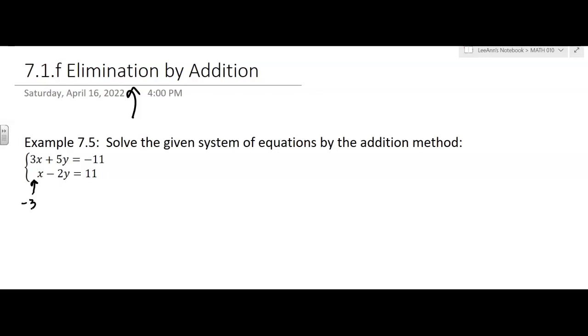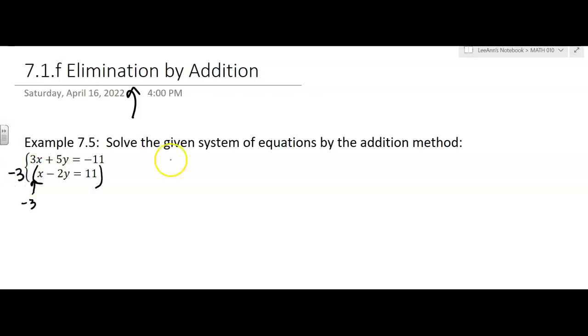That's our goal. Well, we can have a negative 3 there. We're allowed to multiply by whatever we want as long as we do it to both sides and as long as it's not 0. Okay? So we're going to choose a number so that something will eliminate. We're going to choose, in this case, to multiply by negative 3.